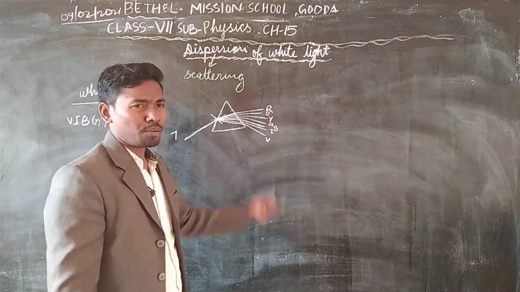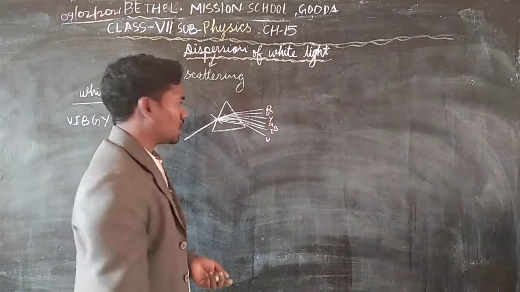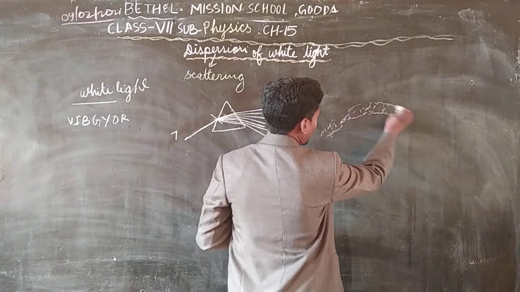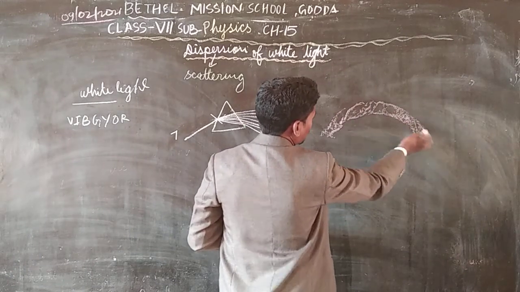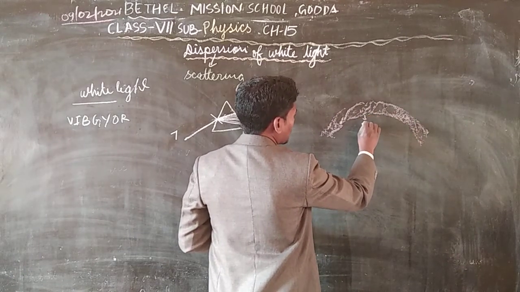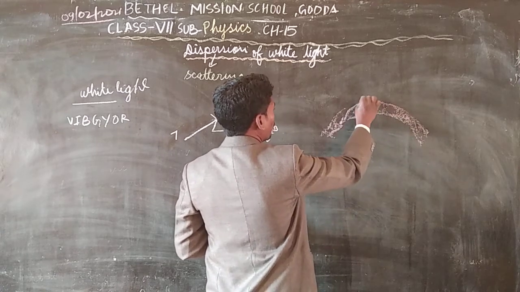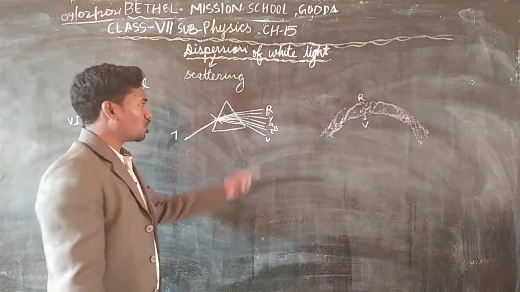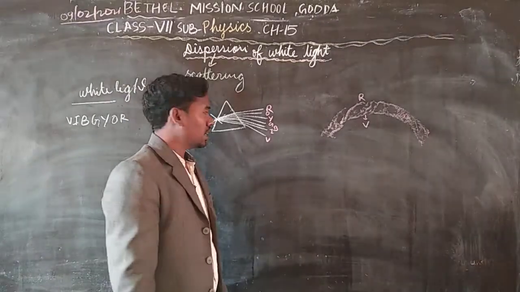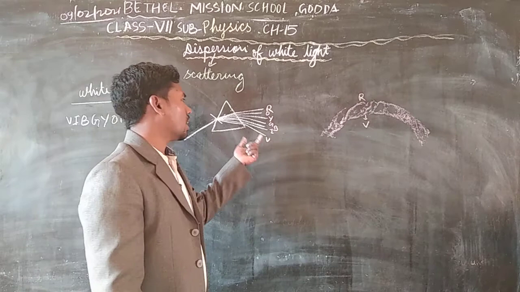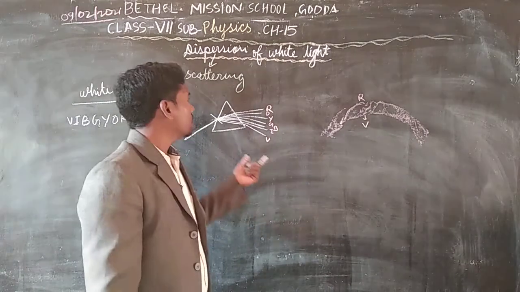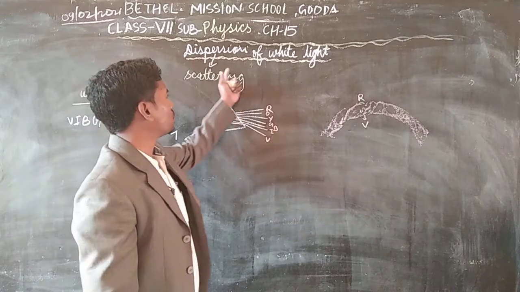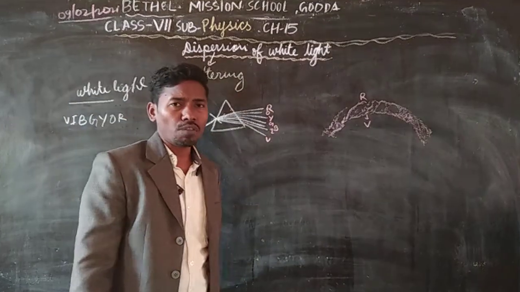In a rainbow also, you might have seen that when the rainbow comes in this manner, the lowest portion is violet and the topmost portion is red. So this is the way the light scatters. This phenomenon is called dispersion of white light.